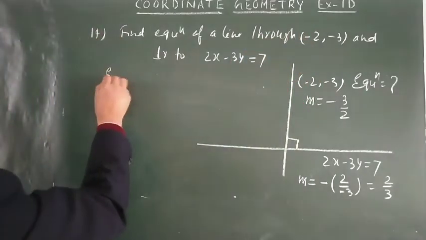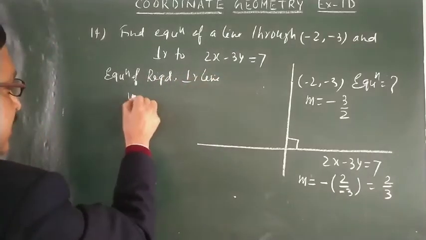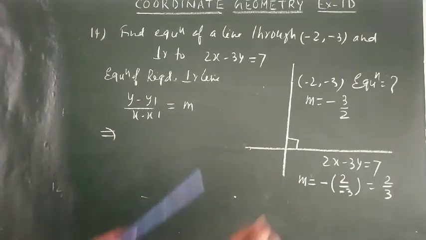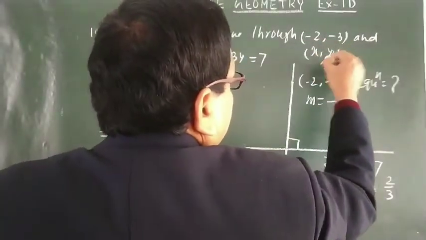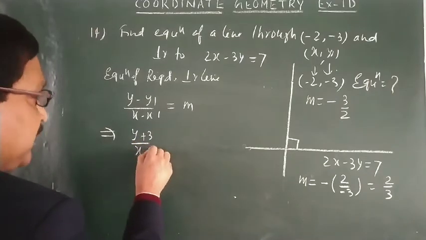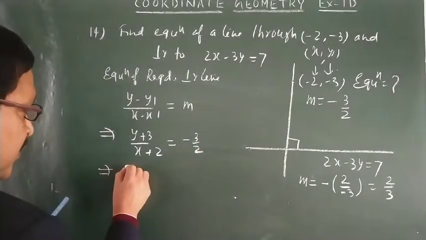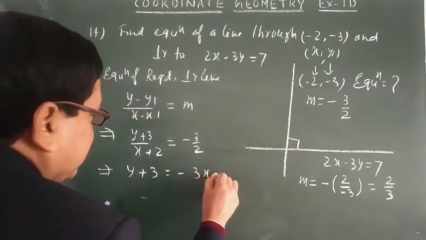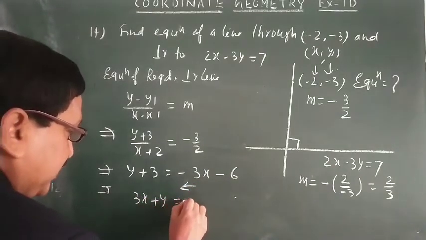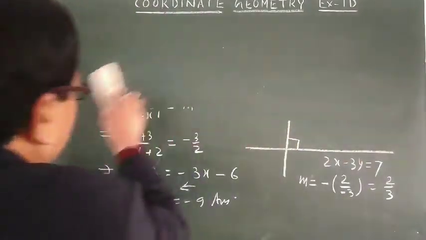So the equation of the required perpendicular line: (y minus y1) by (x minus x1) is equal to m. Now put the values. This is your x1, y1. So (y minus (minus 3)), that is y plus 3, by (x minus (minus 2)), that is x plus 2, is equal to m, and m is minus 3 by 2. Simplify it. So y plus 3 is minus 3x minus 6. So this 3x is brought to the left side: 3x plus y is equal to minus 9. Answer. These both questions, 13th and 14th, are very important from the examination point of view.